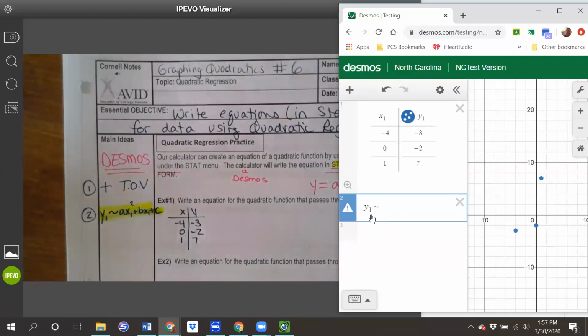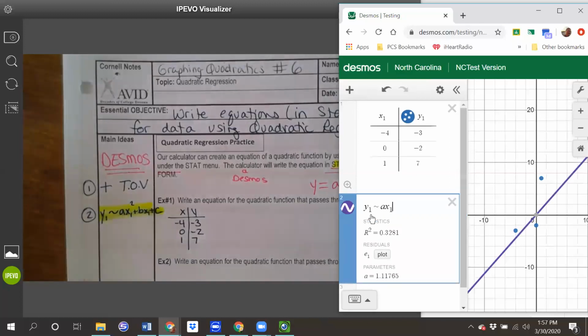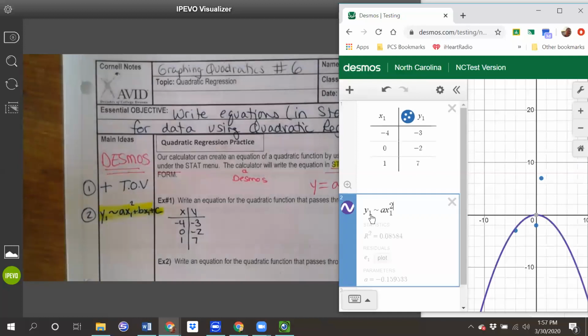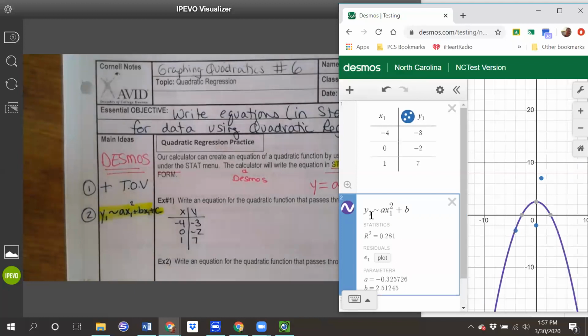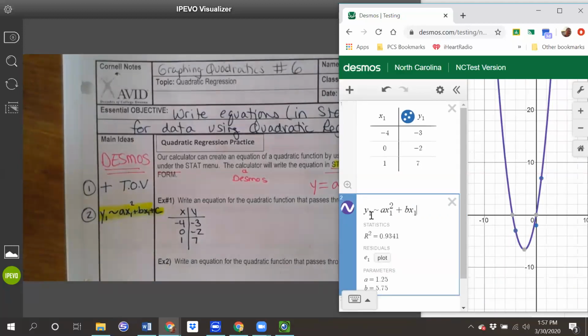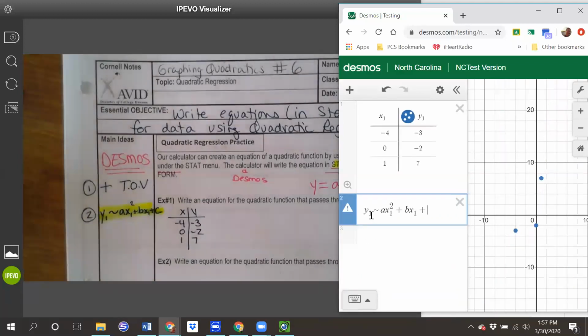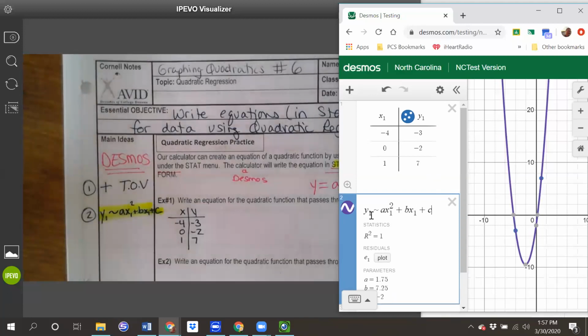And then AX1, shift 6 to square it, arrow out, plus BX1 plus C. So what I'm doing is I'm telling Desmos that I want it to create a quadratic equation based off of x1s and y1s, so based off of this table of values above.